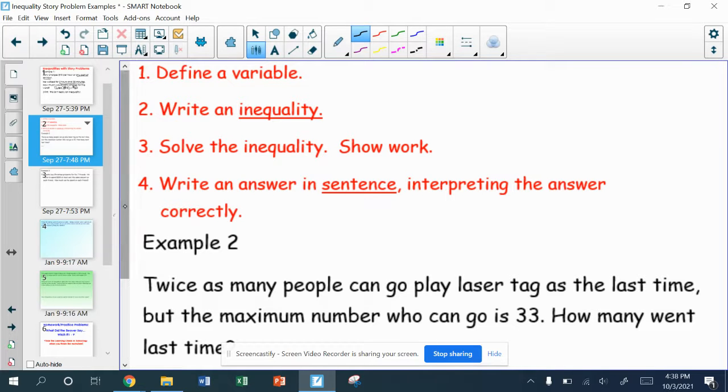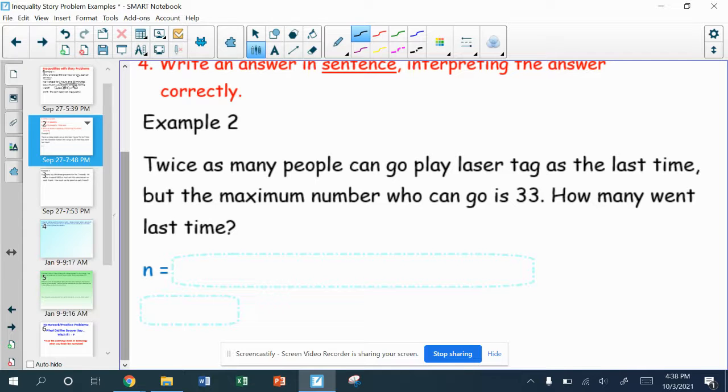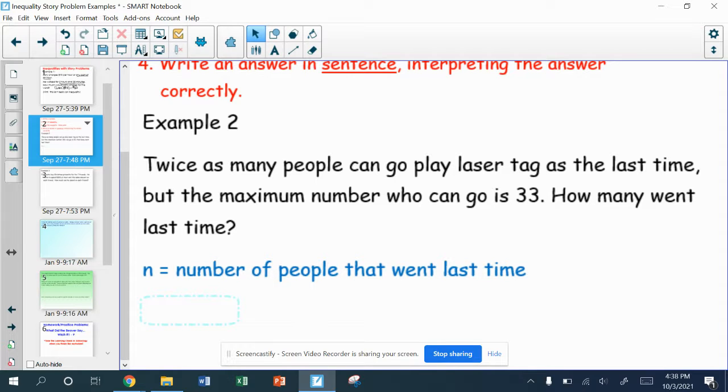So in example 2, it says we have twice as many people can go play laser tag as the last time, but the maximum number who can go is 33, which is kind of weird because obviously 33 is an odd number, but I want to know how many people went last time. So if I say that n is the number of people that went last time, then I would say 2 times the number of people that went last time has to be less than or equal to 33. Obviously, we're not going to be able to get a half of a person. This didn't ask you to have any kind of a weird answer like that.